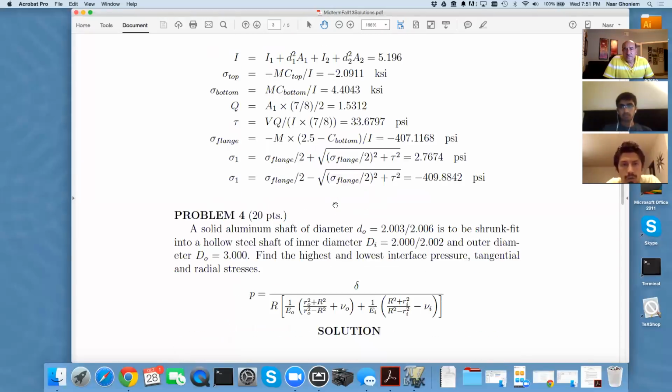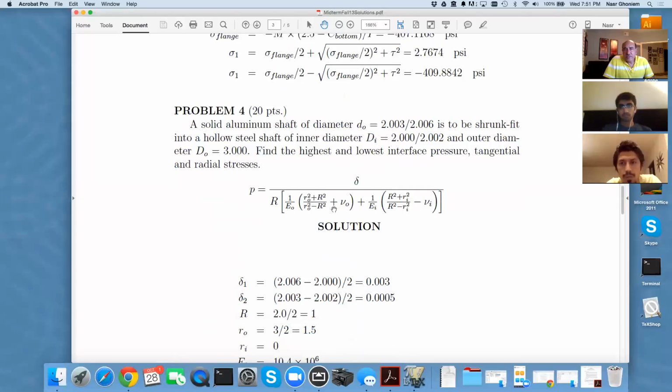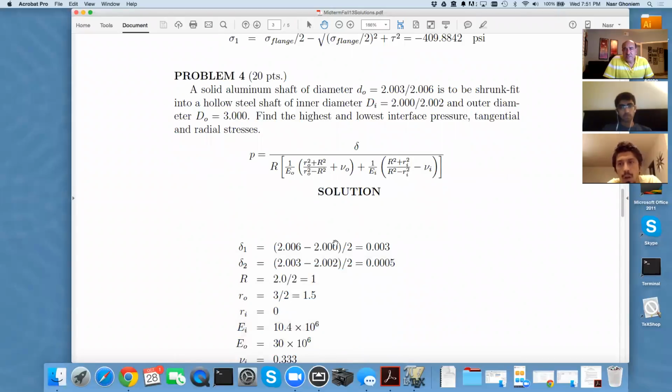So, okay, next problem is another stress problem, but it's very interesting. In this problem, we have a shaft that has a diameter d that has uncertainty. And it's a solid shaft that has an outer diameter that the minimum value is 2 inch plus 3 mils. The maximum value is 2 inch plus 6 mils.